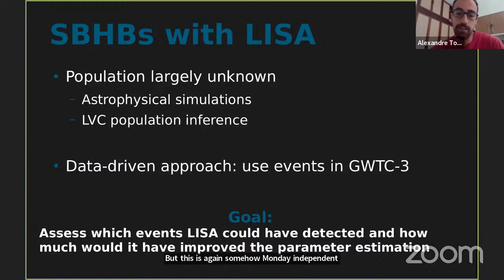So here instead, we use a more data-driven approach. The idea is to directly use the events that LIGO and Virgo have detected so far, which have been released in the gravitational wave catalog, and to see which of these events could have been detected by LISA and how much the parameter estimation for these events would improve by using LISA.